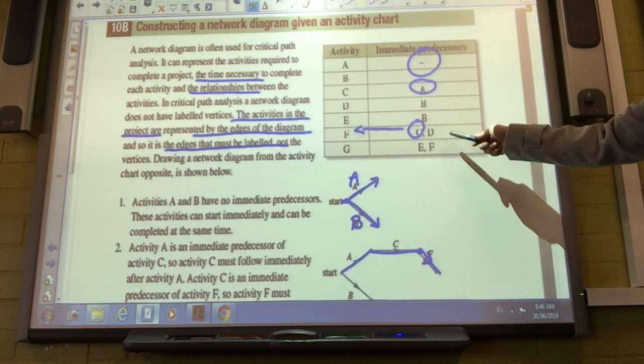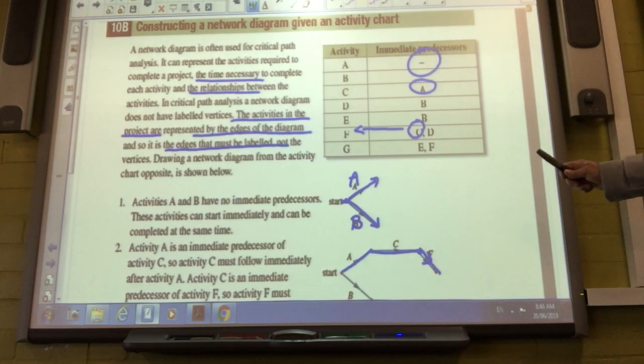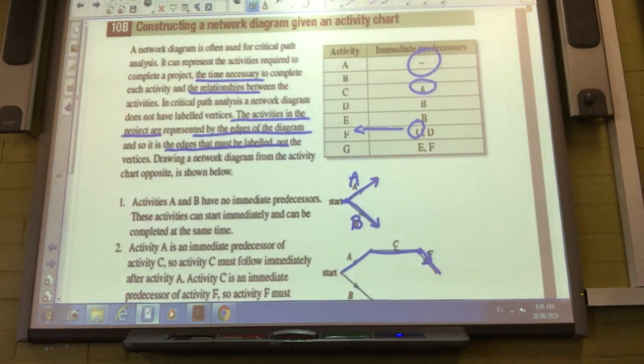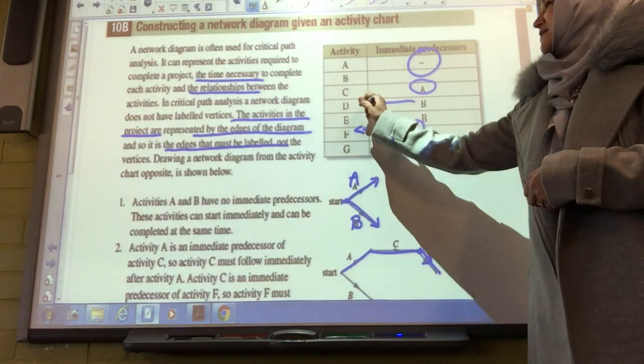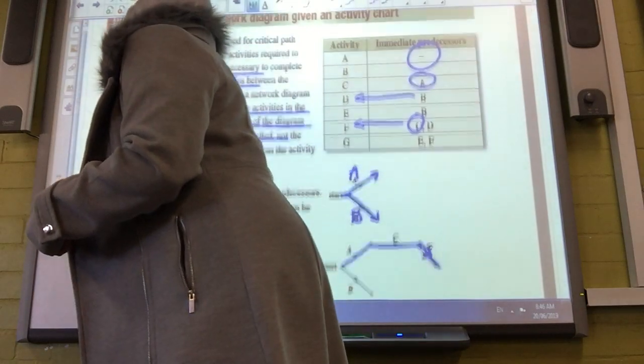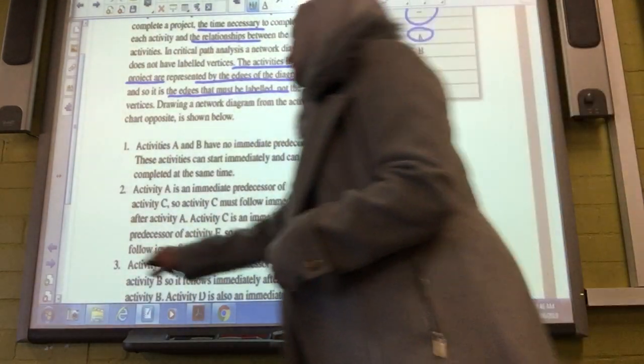What else is a predecessor of F? D. Okay, let's find out before that. Is B a predecessor of anything else? Where is B? D. Right, B is a predecessor of D. So I go to the edge B and I draw a D. So after B, you have to draw D.